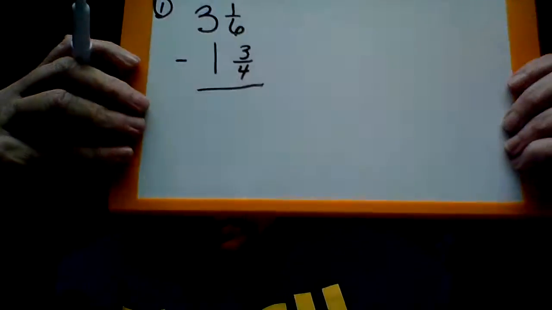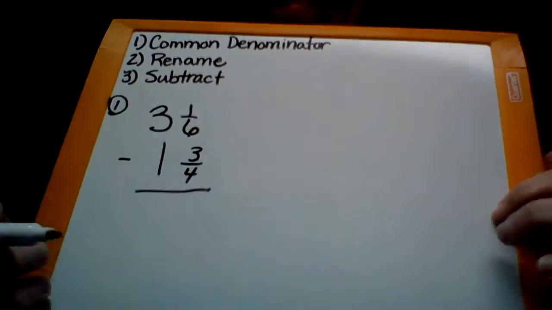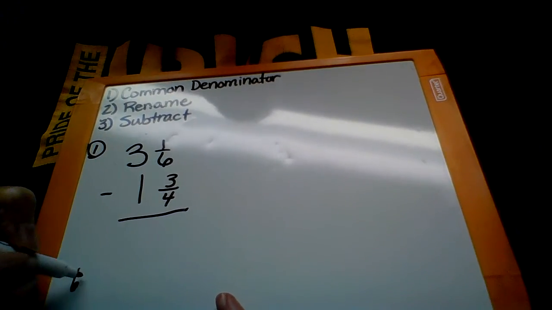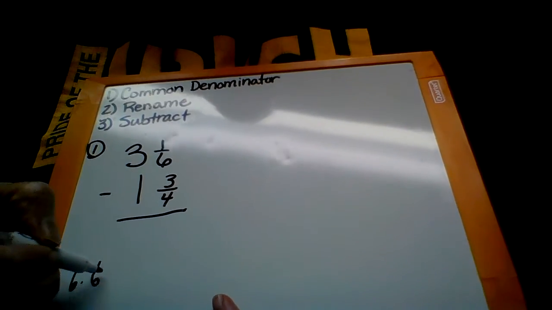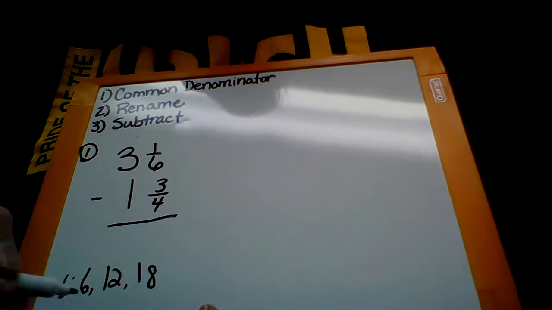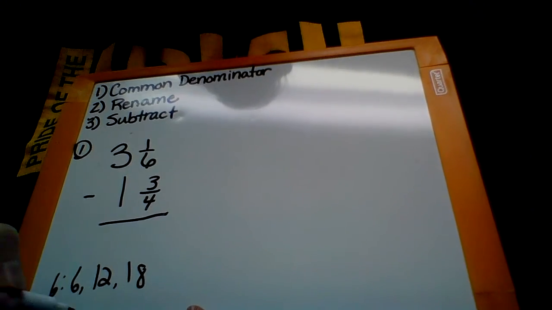So I'm going to do my common denominators down at the bottom. We have 6, 12, 6 times 3 is 18, and 4, 8, 12. We found the common denominator. It's going to be 12ths.